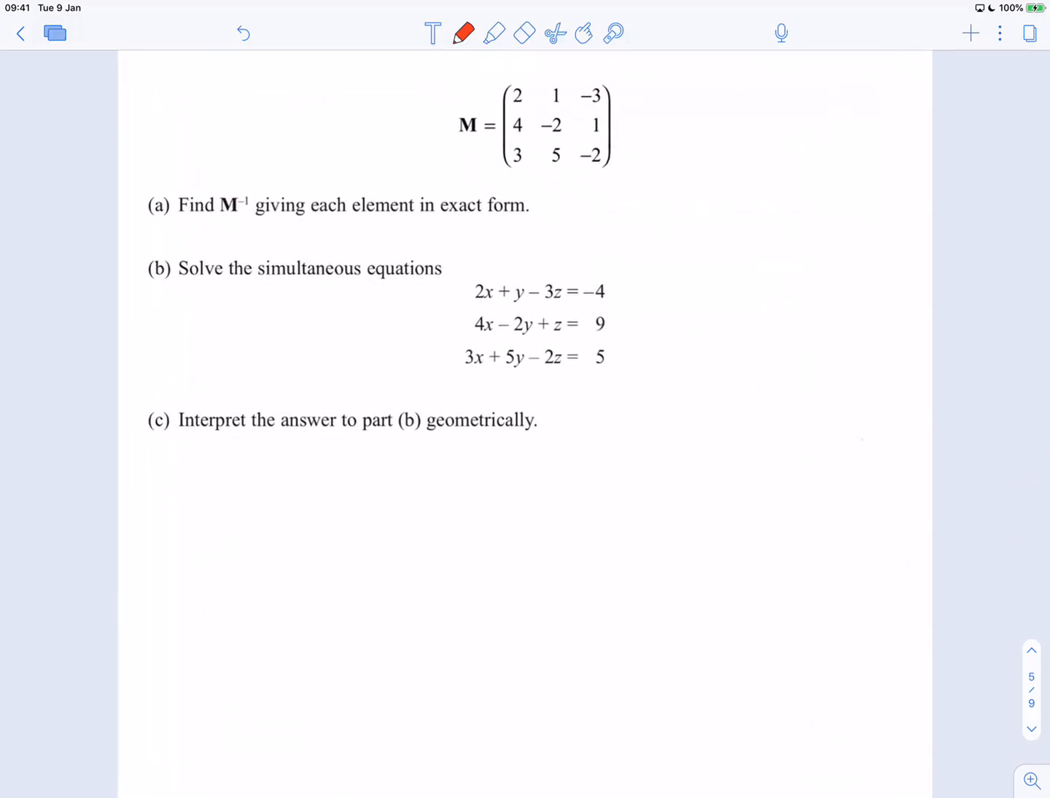Okay. Now, I've left this part in here because I might want to talk about it, but only do parts A and B. So pause the video, give it a go yourself. Okay, so the dreaded 3x3.